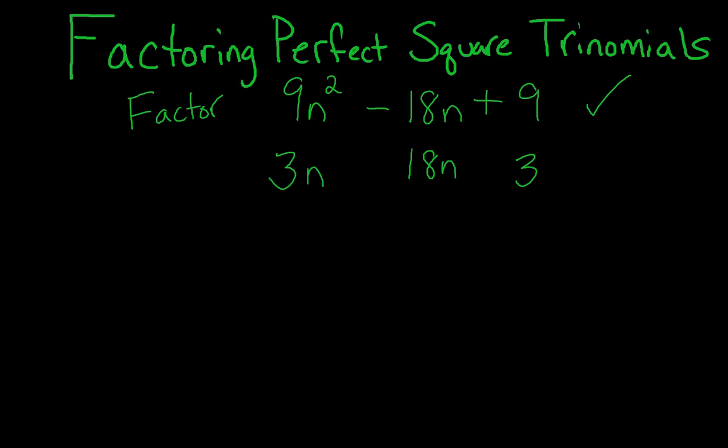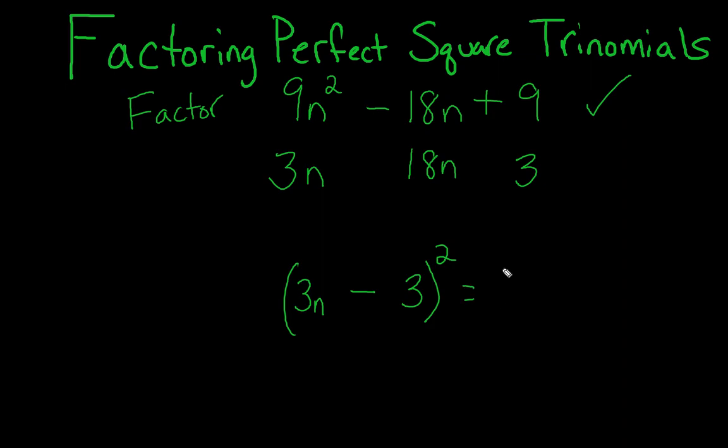So if we're able to recognize that very quickly, we can factor this quickly. We'll set up our binomial, and it is going to be squared. The first term is going to be the square root of the first term, and the back end of it is going to be the square root of the last term. But how do we determine if this is plus or minus? Well, we get that from our middle term. This is a negative 18n, which means our binomial is negative. So now we have a perfect square binomial.